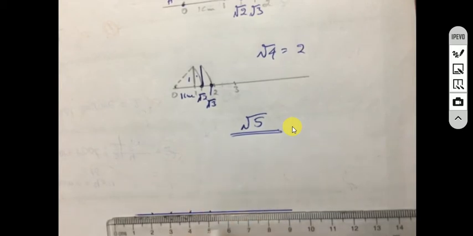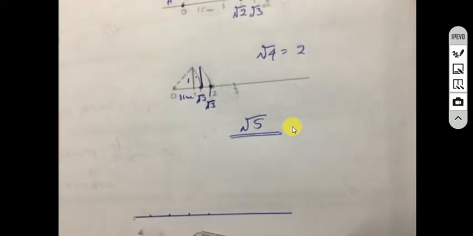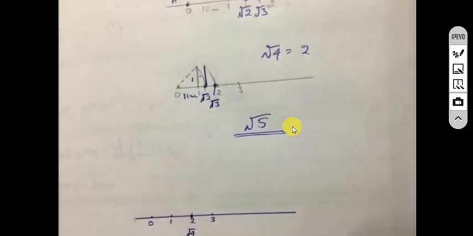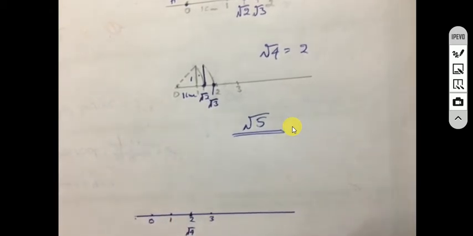I'm taking 1 centimeter each. This is 0, 1, 2, 3. Now as I know, under root 4 is 2. Under root 4 is equal to 2. So this length from 0 to 2 is also the length of under root 2.